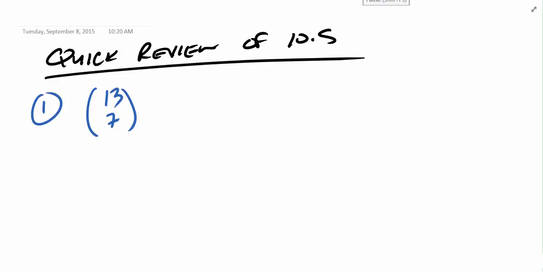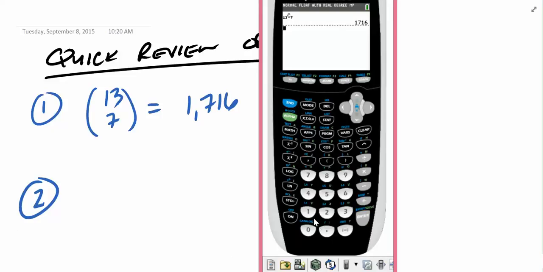So I got 1,716. So just make sure you do that part in your calculator. Okay? So it's option 3, you said? Yeah, buddy, over here. So I go 13, sorry. Go to math, go over to PRB, option number 3, and then put in the second digit, which is 7, push enter, and that's how you do it.